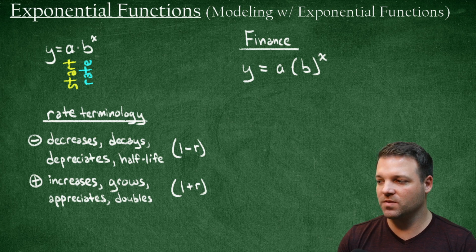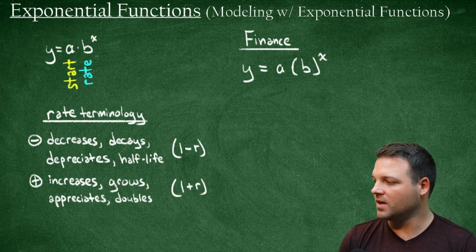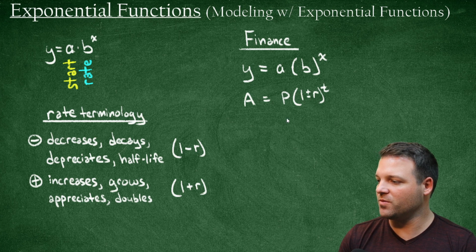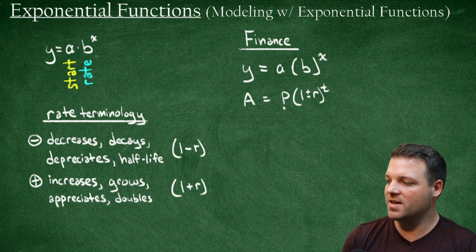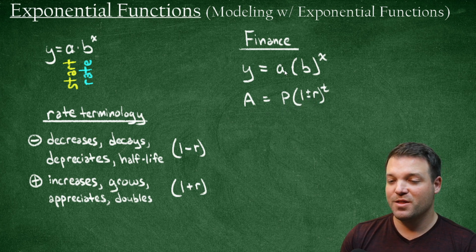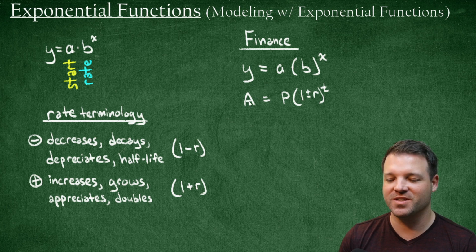So let's, of course, start with y is equal to a times b to the x, and I'm going to show you some of the most common financial formulas. First of all, we have the simple interest formula: A is equal to P times (1 plus or minus r) all to the t. These are actually identical equations. These are absolutely 100% identical. The only difference is that they're using more explicit variables as far as the naming goes.